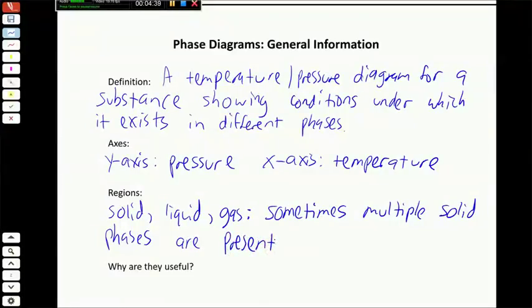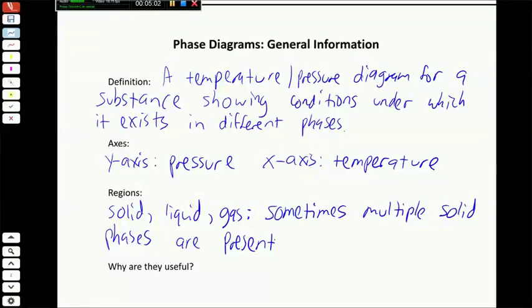So in many cases, and this is very common for a lot of metals and ionic compounds, especially metals, you'll see different regions in the phase diagram that correspond to different phases for the solid, which basically means different crystal structures for that solid. So we talked about how some of the common crystal structures for metals are the simple cubic, the face-centered cubic, body-centered cubic, those things.